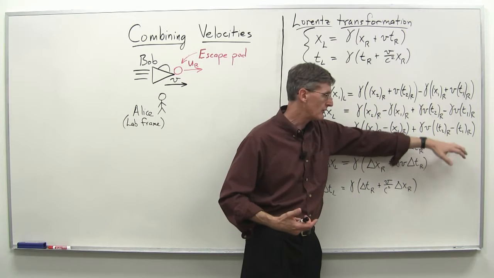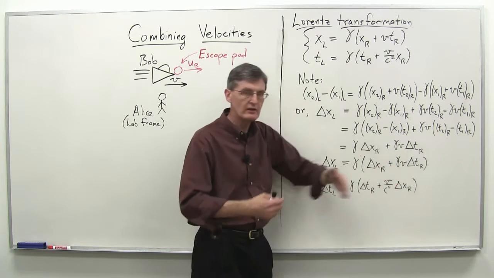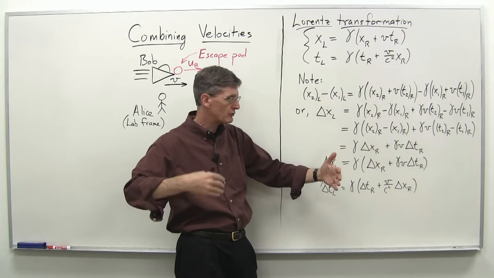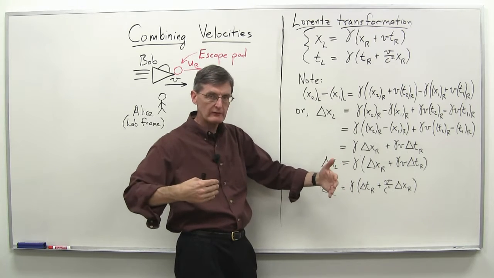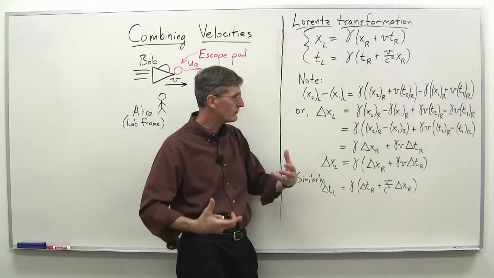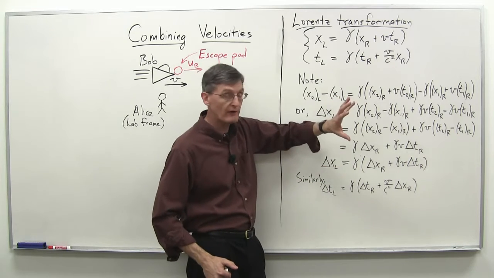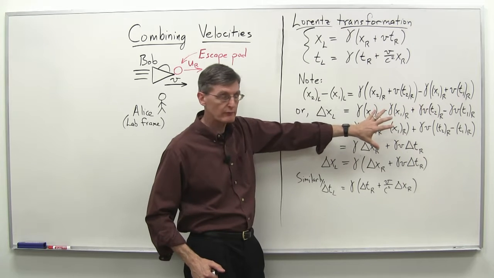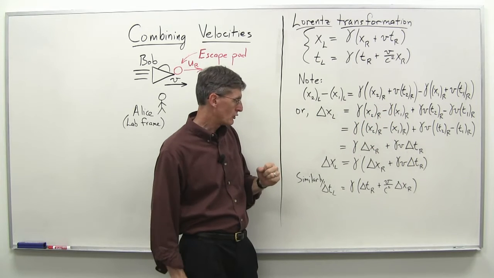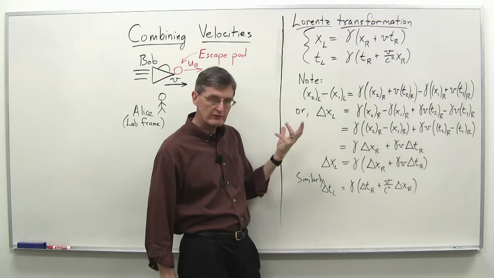T2 in the rocket frame minus T1 in the rocket frame. So that's just delta t sub r, the difference in time between T1 and T2 in the rocket frame. Again, 1 and 2 represent two different events that we can specify in rocket coordinates, Bob's coordinates, or in Alice's lab coordinates. And then we just clean it up a little bit more.